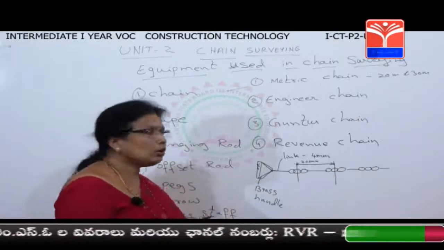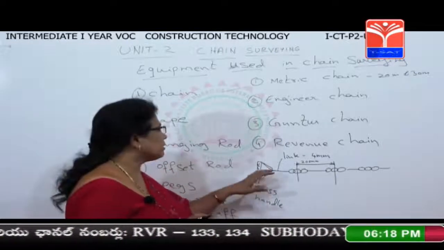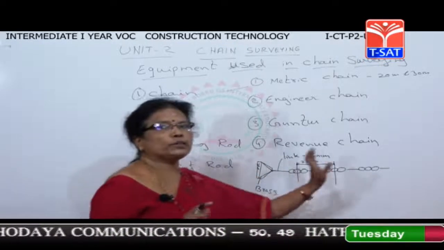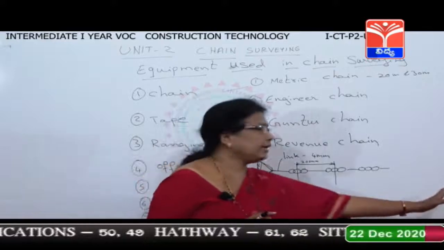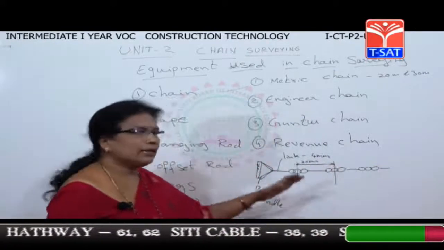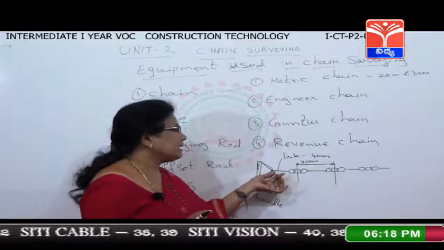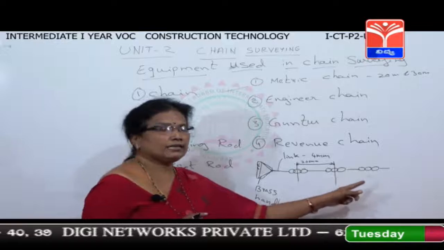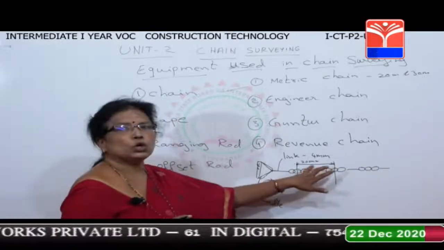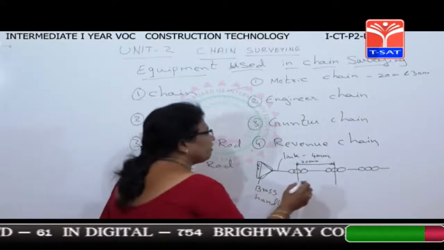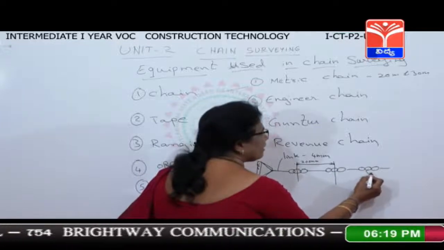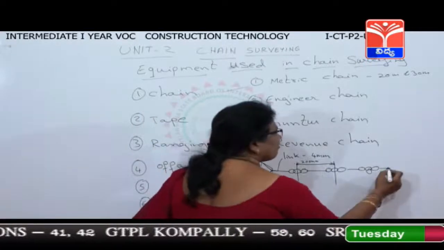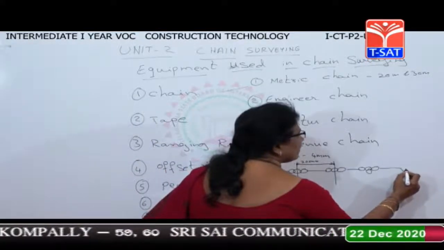It is made up of galvanized iron. It is available in 2 lengths, 20 meters and 30 meters. It has 2 brass handles on both the ends. At the beginning and ending of the chain, you have 2 handles. I will show you now. The thickness of this chain is 4 mm dia, and it is made up of links. Each link is how much? 200 mm. So for every 1 meter, you will have a small brass ring. And for every 5 meters, you will have a tally.